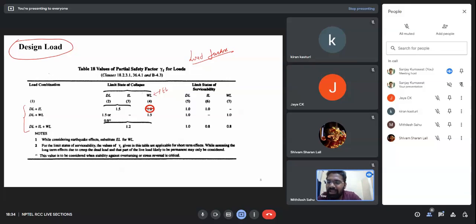Then the second one we have is dead load plus wind load, and the third one is dead load plus live load plus wind load. For the third case we have 1.2 for all three of them. For the second case we have 1.5 or 0.9. So 0.9 is basically because of load reversal, and it is mentioned over here.